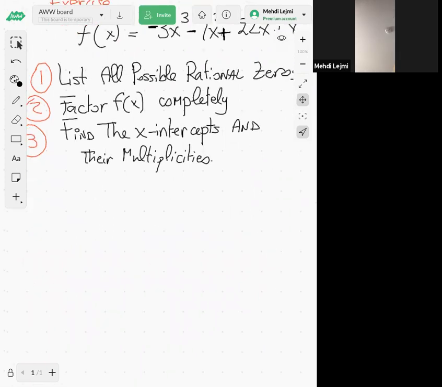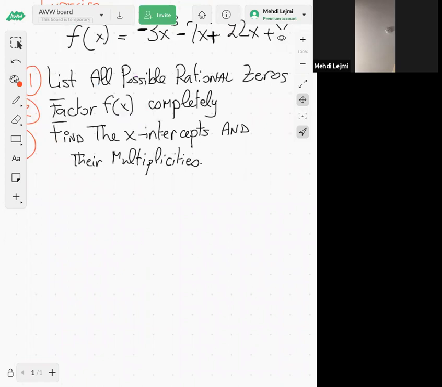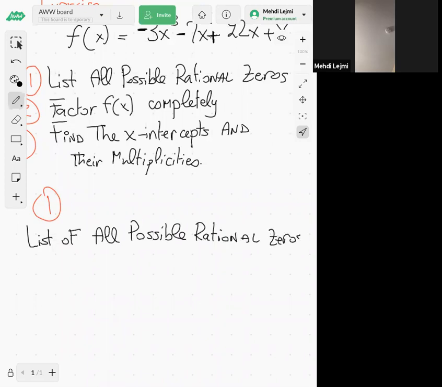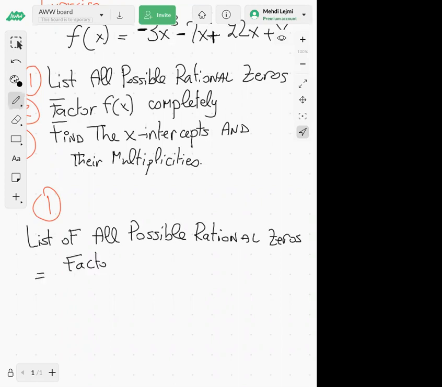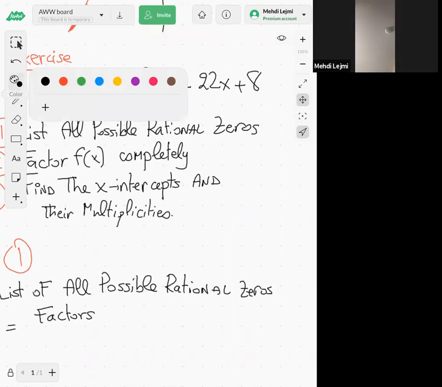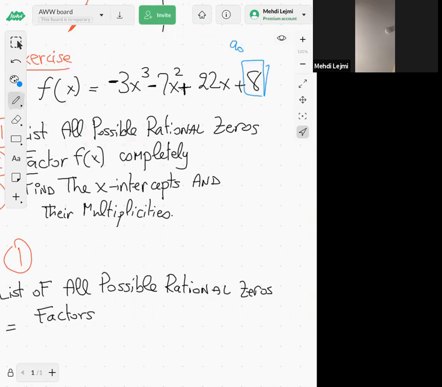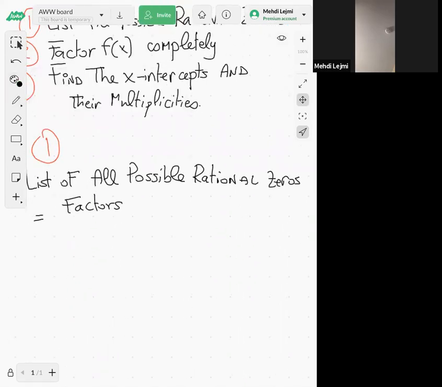Okay, so let's start with number one. Possible rational zeros. So the list of all possible rational zeros: we have the factors of the constant, which in this case is positive 8. That's our constant, a subscript 0, over the factors of -3, which is our leading coefficient. So the factors of 8 over the factors of -3.